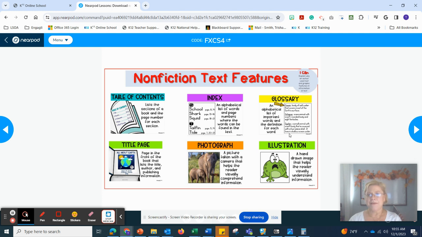In a lot of ways, people kind of confuse them, but they're three totally different things. The table of contents you will find at the beginning of your passage.